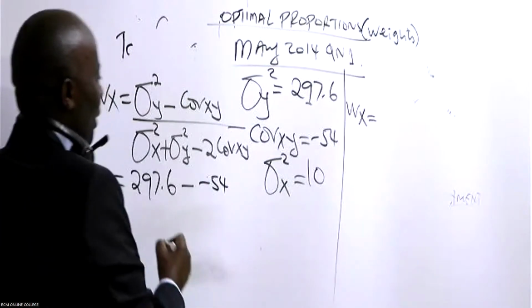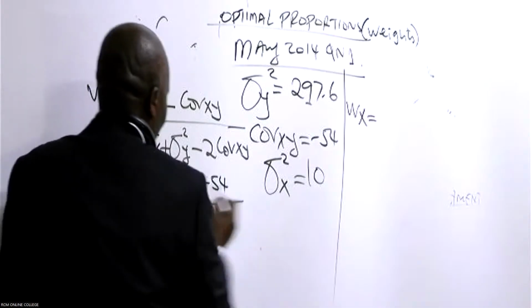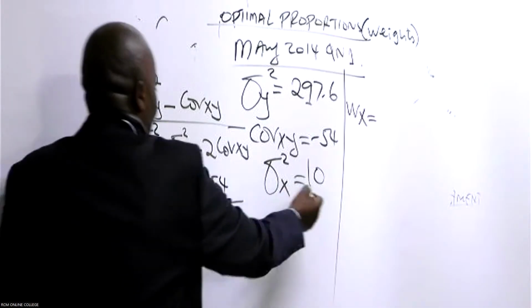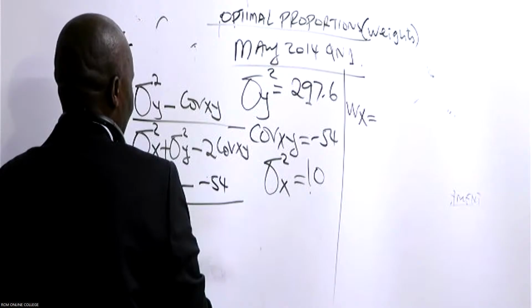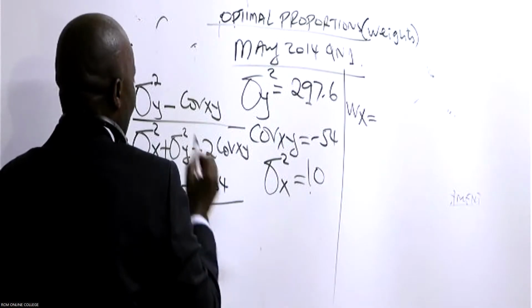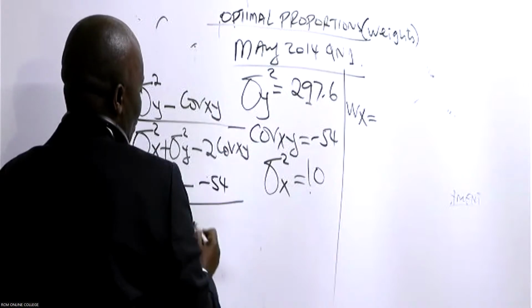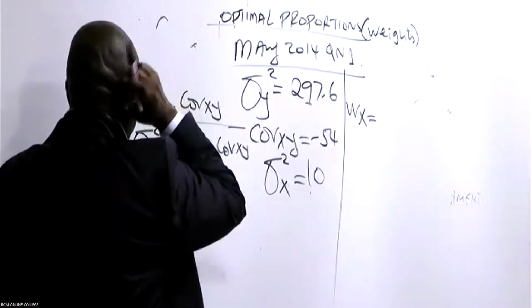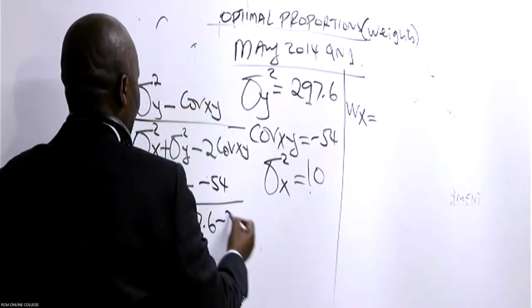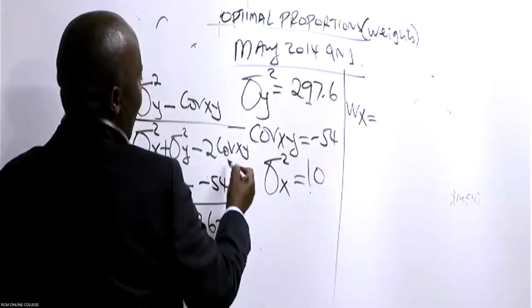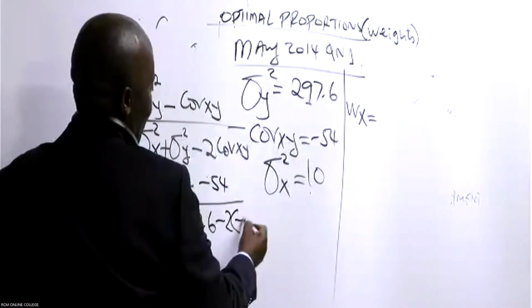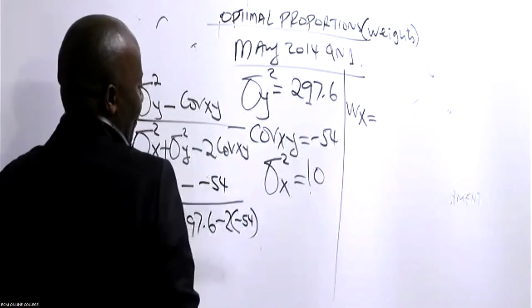So then come here and give me the variance of X. I can see it here. It is 10 plus the variance of Y. I can see variance of Y there. It is 297.6 minus twice covariance 54, which is minus 54 like that.